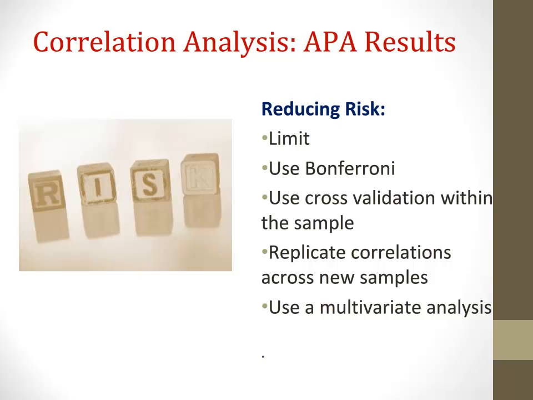Thompson, in an article entitled A Primer on the Logic and Use of Canonical Correlation Analysis, suggests that perhaps instead of doing multiple bivariate correlations, multivariate correlation analyses should be considered. For example, when a researcher is seeking to understand the relationship between sets of variables, let's consider the scenario that we have been looking at.